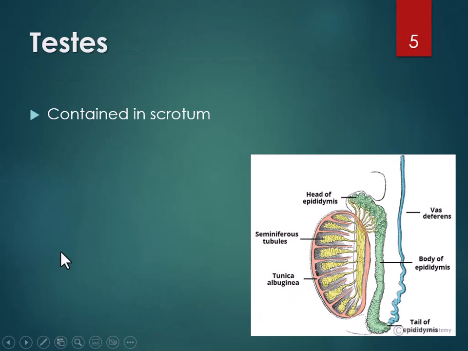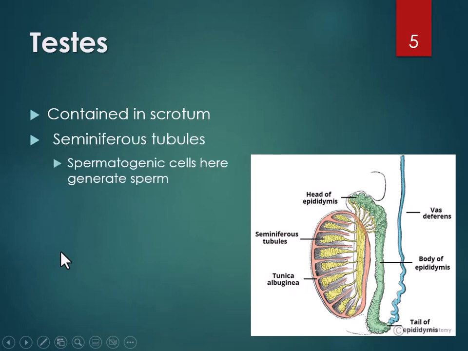All right, the testes are contained in the scrotum. They hang outside the body because body temperature is too hot for sperm to survive. So if the testes fail to descend during birth, that is surgically repaired. Otherwise, the boy is going to end up infertile as a man.